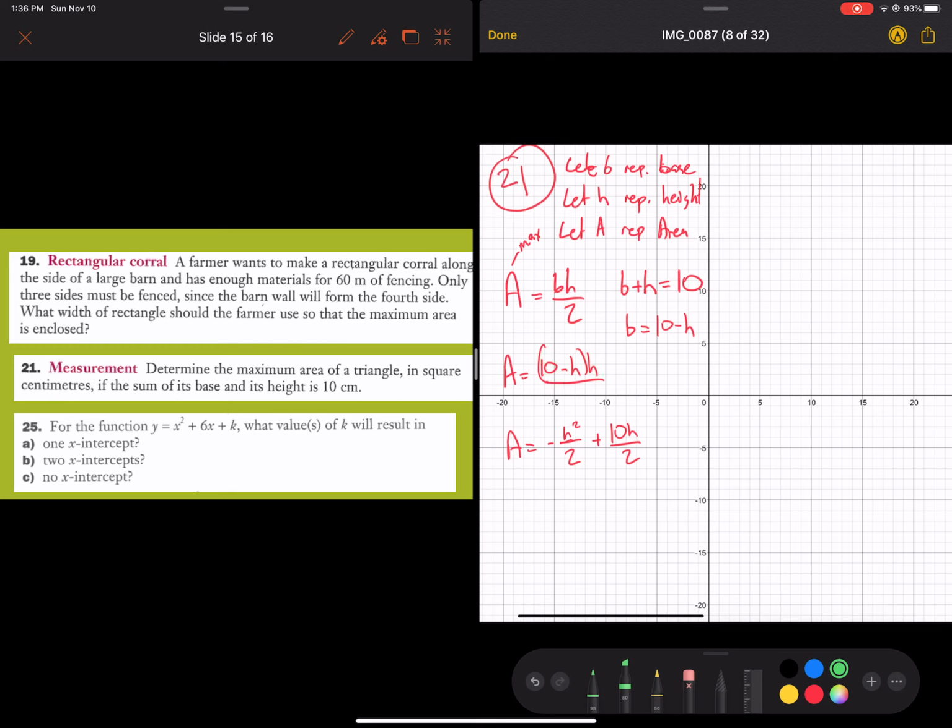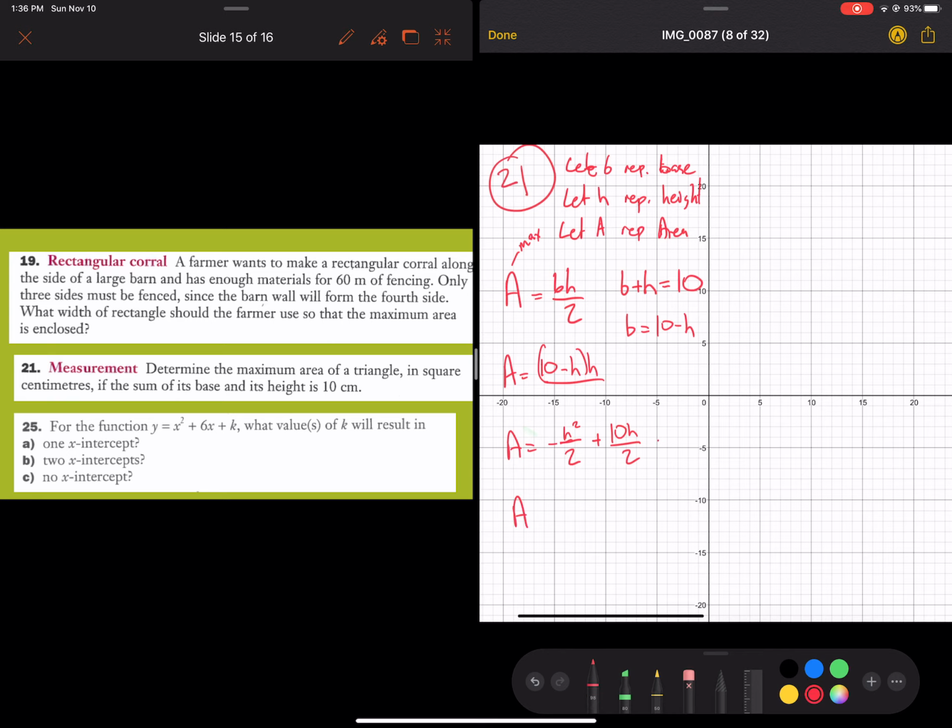All right, so now we have a quadratic equation. So we know the relationship between A and h is going to be a parabola. And it's upside down because of this minus right there, we know it's going to be opening downwards, which gives it a maximum, which means we can maximize area. So our next step would be to complete the square.